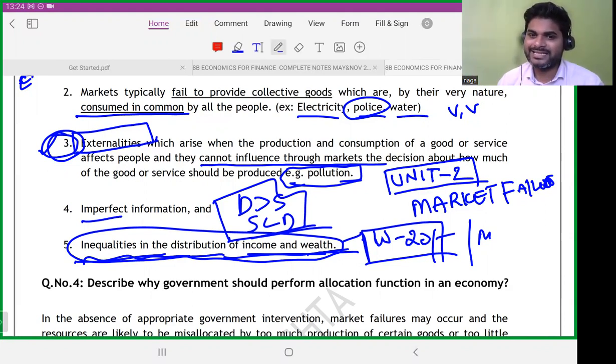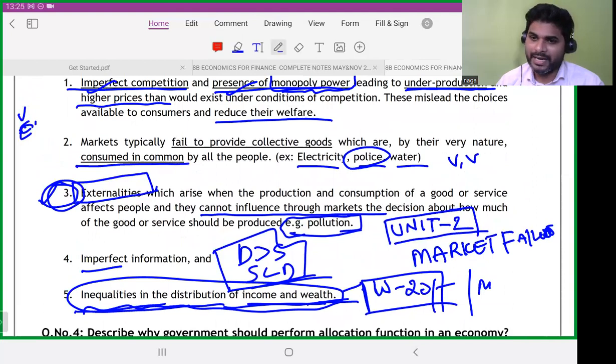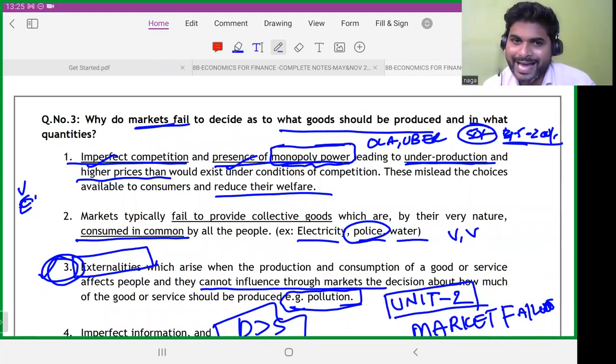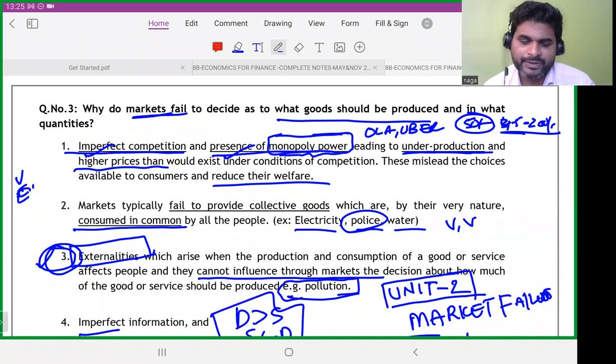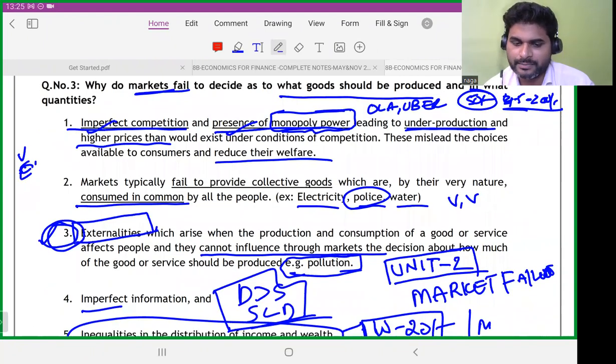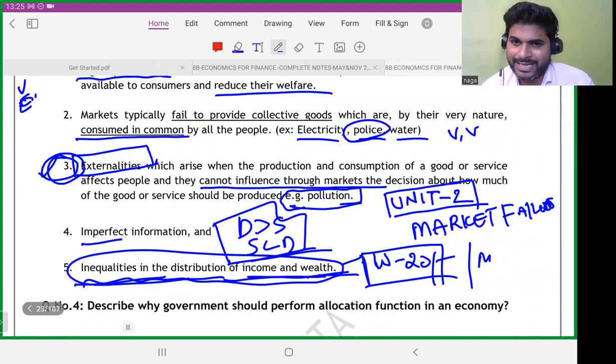So the inequalities in the distribution of income and wealth, all of these reasons cause the markets to fail, and the goods will not be produced in required quantities. That is the reason government has to be there in resource allocation. What is resource allocation? Factors of production, land, labor, capital, entrepreneurship, how those should be allocated is what government sometimes is involved in, especially in collective goods, public goods like electricity, water, police, all of these.